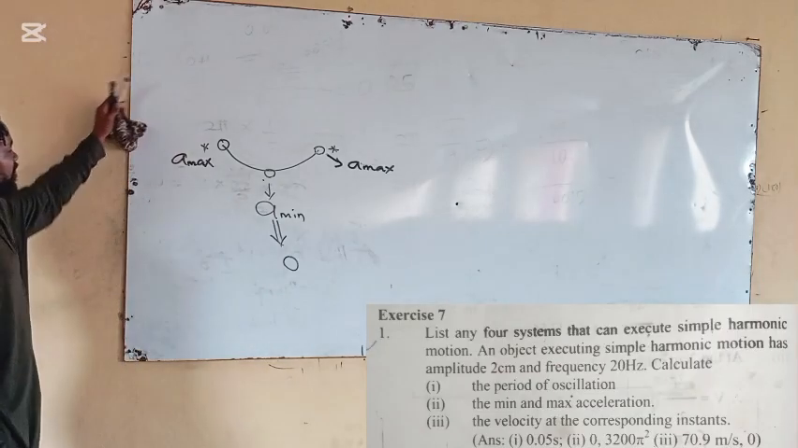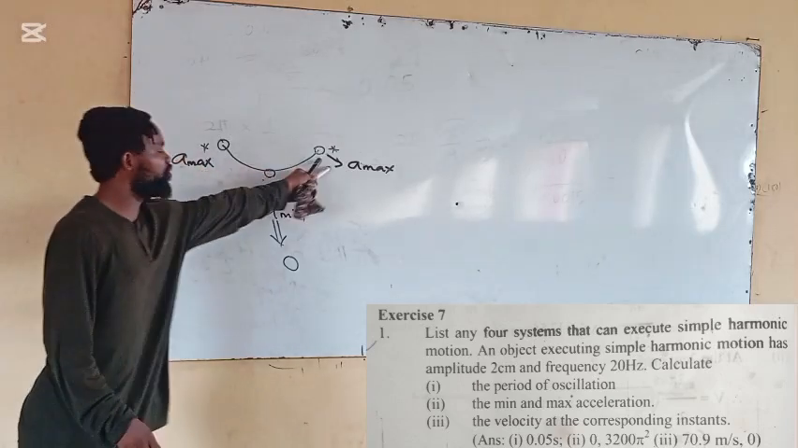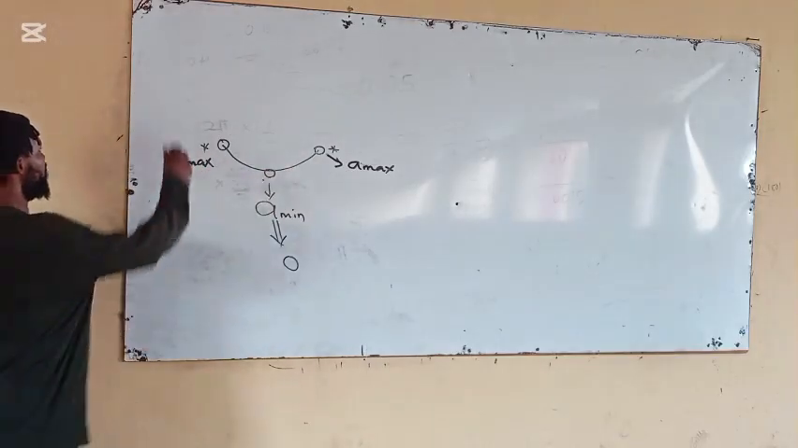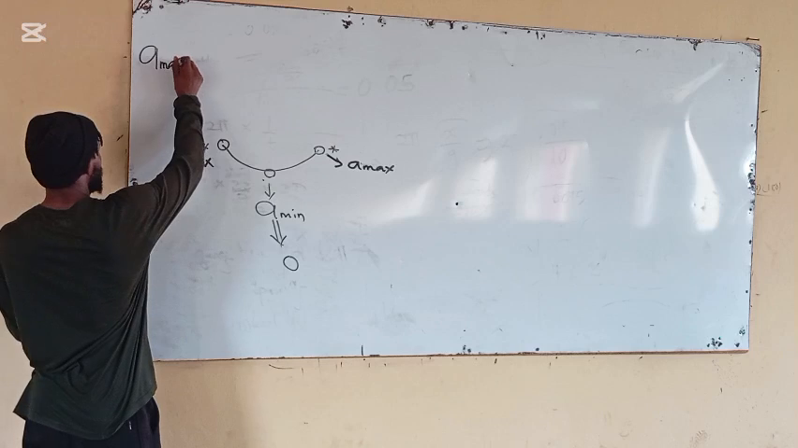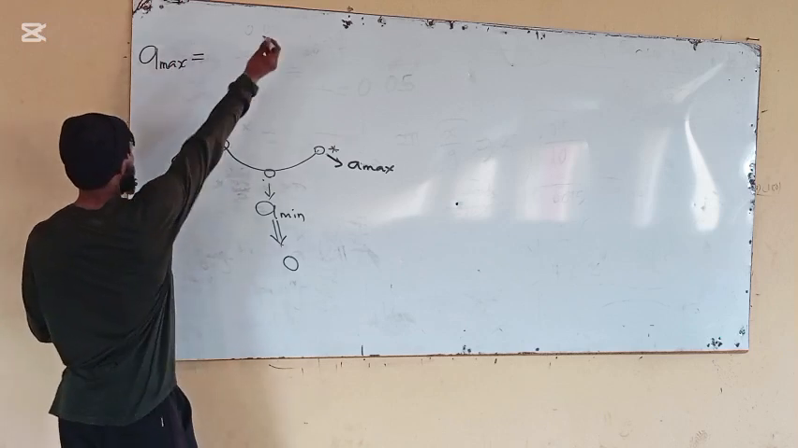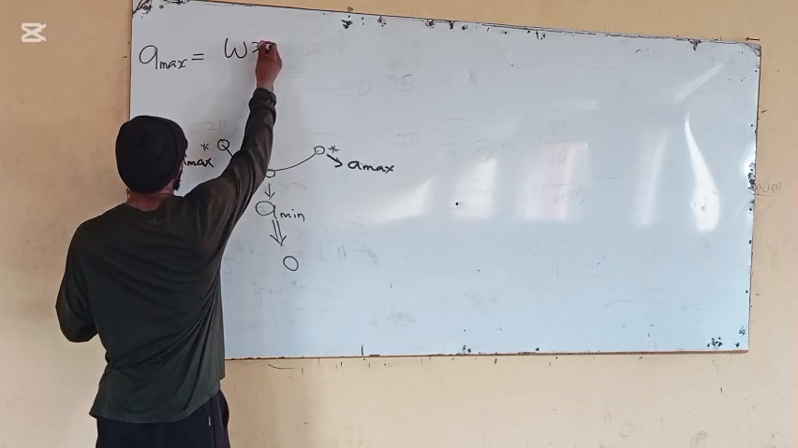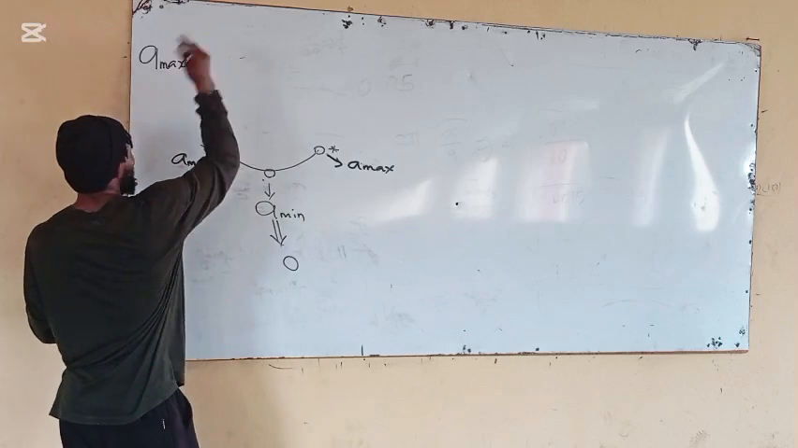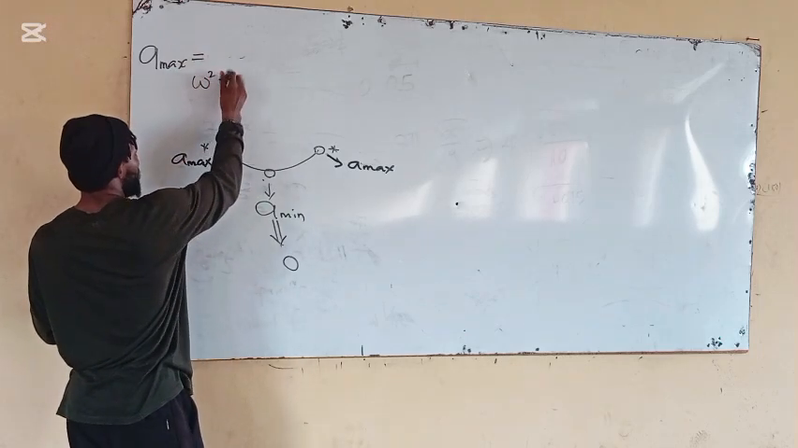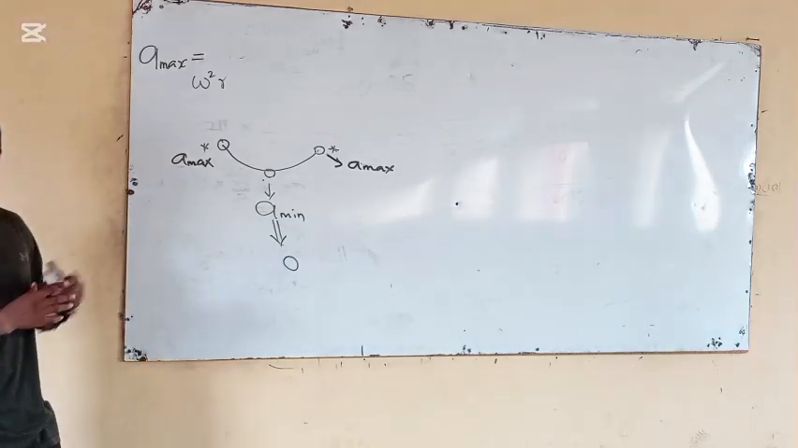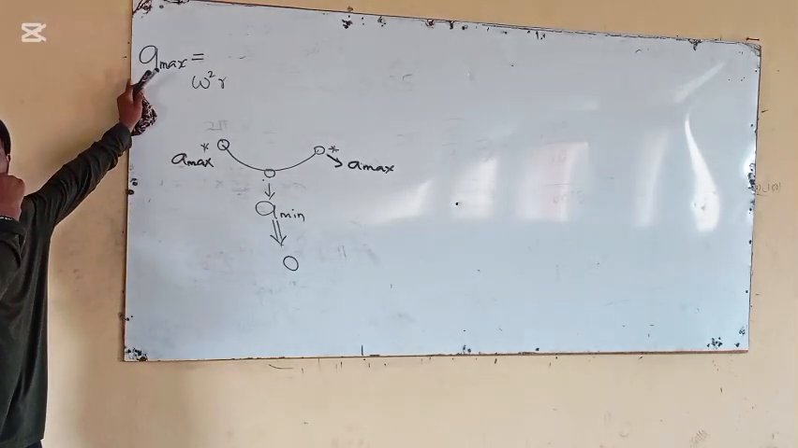Now for maximum acceleration, it's just these two ends we are checking. Maximum acceleration, that is A max, is going to be equal to omega squared. That time we did our distance, acceleration in circular motion is omega squared R. Somewhere when we started we did omega squared X. Is it what we did that time? Yes.